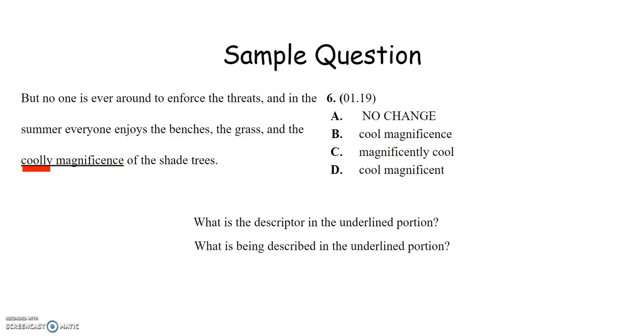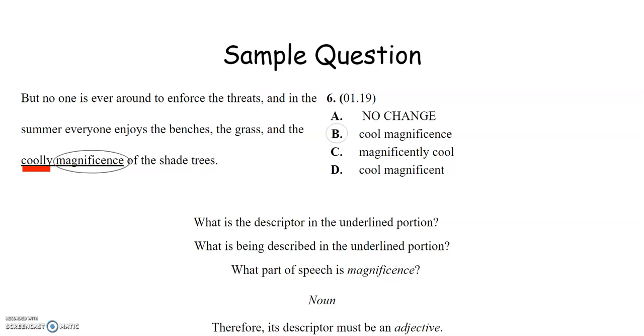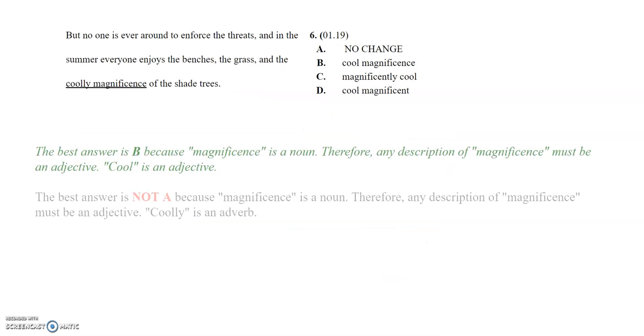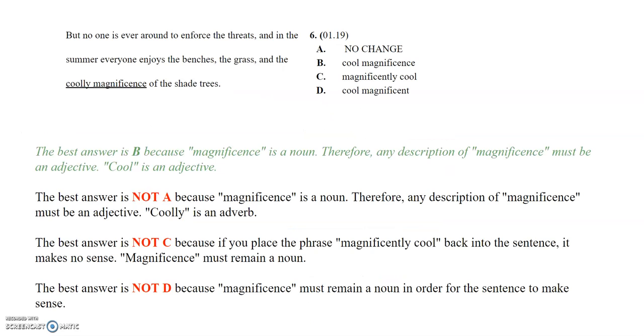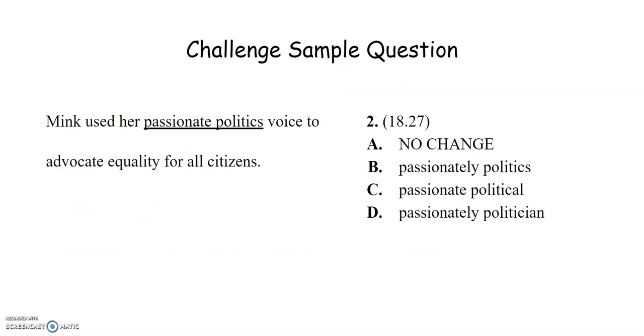Then we ask, what is being described in the underlined portion? In this case, magnificence. What part of speech is magnificence? It's actually a noun. So because we're dealing with a noun, we have to have an adjective describing it. Coolly is an adverb, so to turn that into an adjective, the correct answer is choice B, cool magnificence. Here are some further explanations if you need it, but we've got the adjective modifying the noun, and that is what is correct. We're going to do one more challenge sample question together, a little bit trickier.